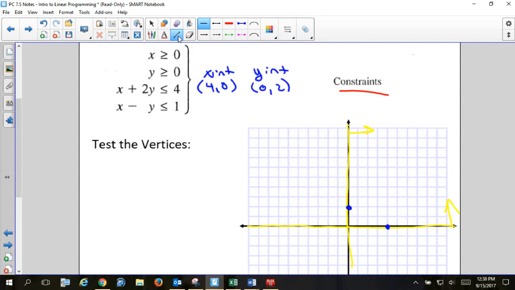You use your straight edge and you connect it. And since it's only in the first quadrant, I really don't even have to draw my line longer.